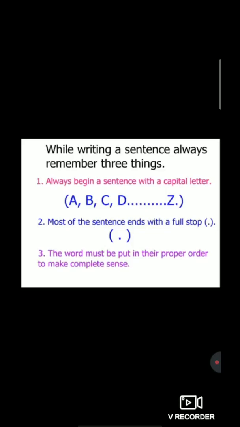Students, again I am repeating the 3 points that we have to remember while writing a sentence. The very first point, always begin a sentence with a capital letter. Example A to Z, as I have shown you in this picture, right? Second point, most sentences end with a full stop. Third point, the words must be put in their proper order to make complete sense.